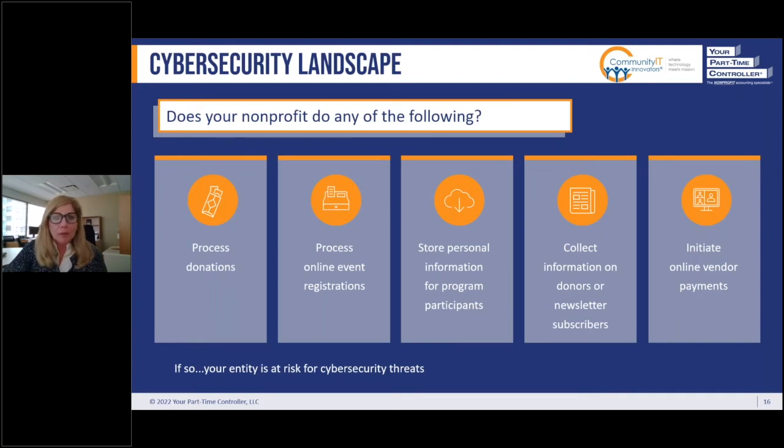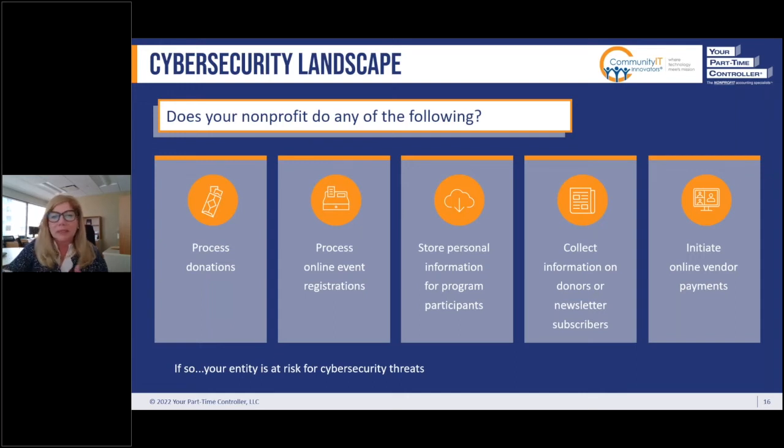So if your nonprofit does any of the following: process donations, online event registrations, storing personal information for program participants, collecting information on donors or newsletter subscribers, or initiating online vendor payments, then you are at risk, of course, for cybersecurity threats. We know that one of the biggest cybersecurity risks is our online donations. And while technology has made it much easier for nonprofits and charitable organizations to accept donations online, it's also, as Matt said, made it that much simpler for fraudsters to steal from the organization.